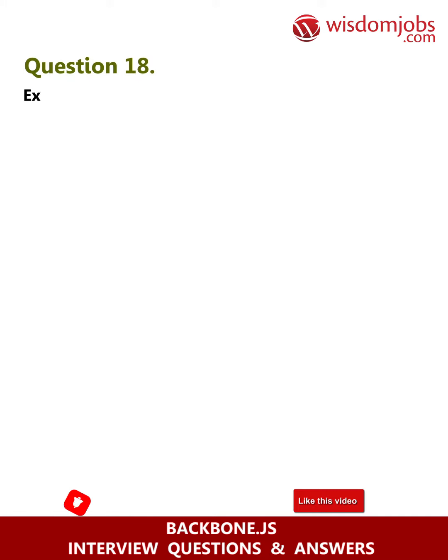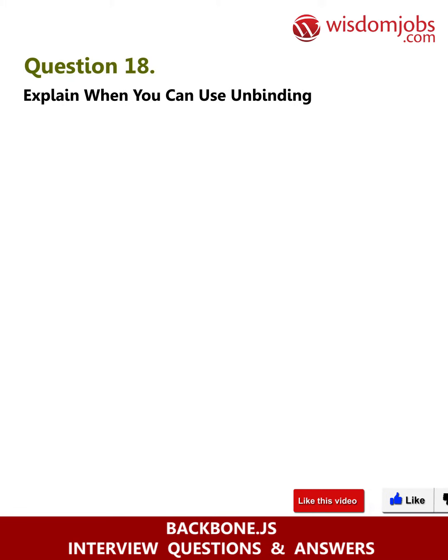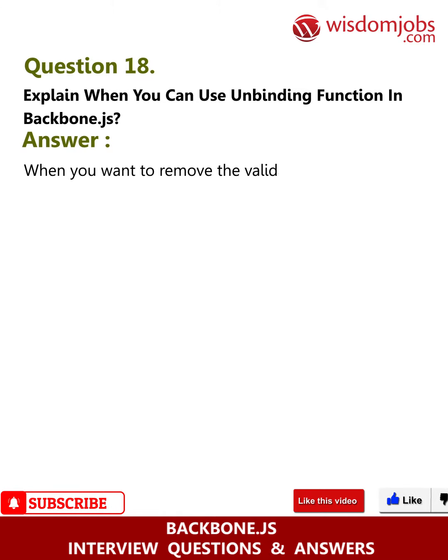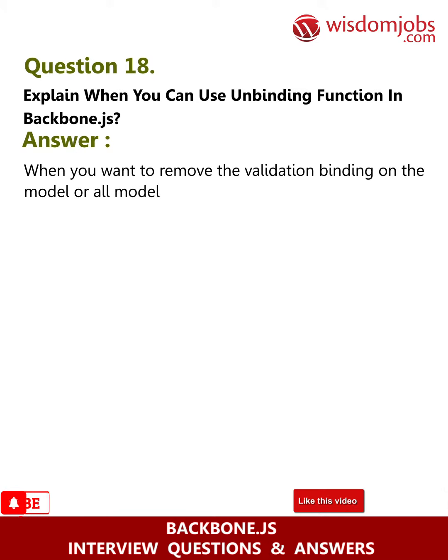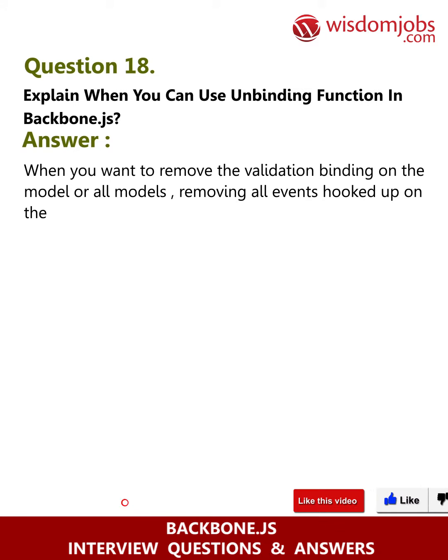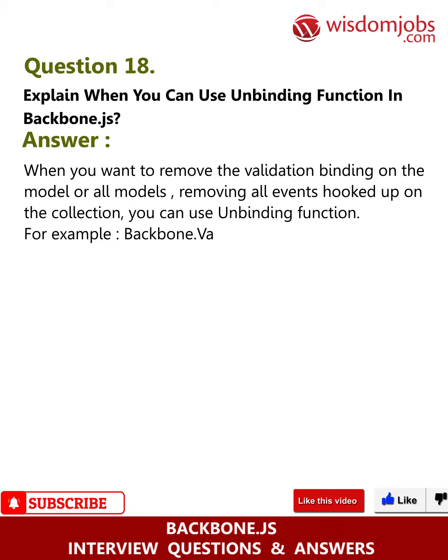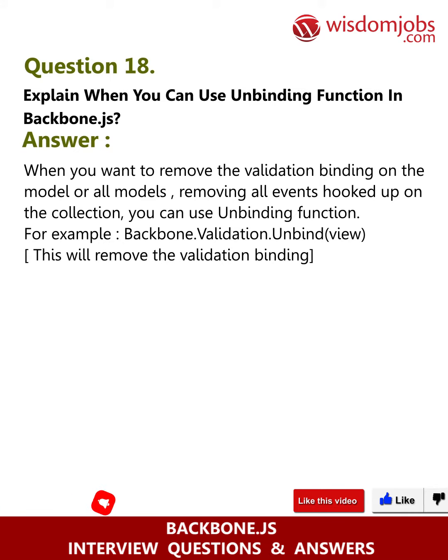Question 18. Explain when you can use unbinding function in Backbone.js. Answer. When you want to remove the validation binding on the model or all models, removing all events hooked up on the collection, you can use unbinding function. For example, Backbone.Validation.unbind(view). This will remove the validation binding.